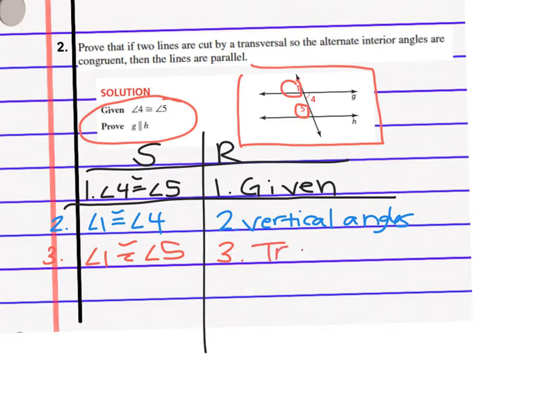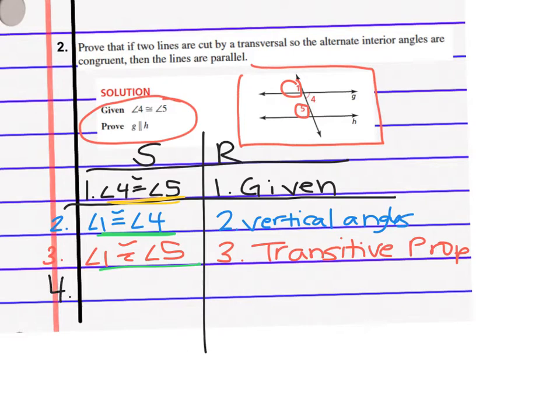So either one I would accept. I'm going to put transitive property just because if you look up here, I said that 4 and 5 was given. Then 1 is congruent to 4. So if 4 is congruent to 5 and 1 is congruent to 4, then I can say 1 is congruent to 5 using the transitive property.